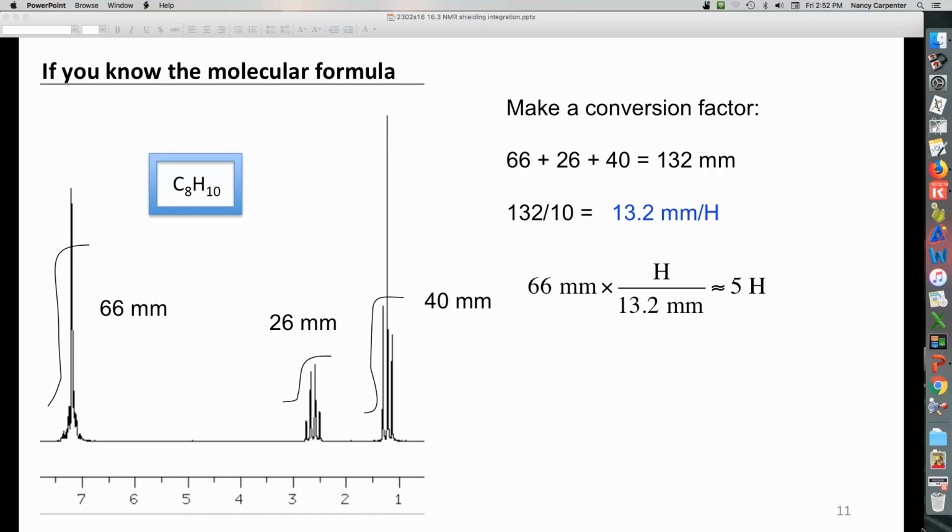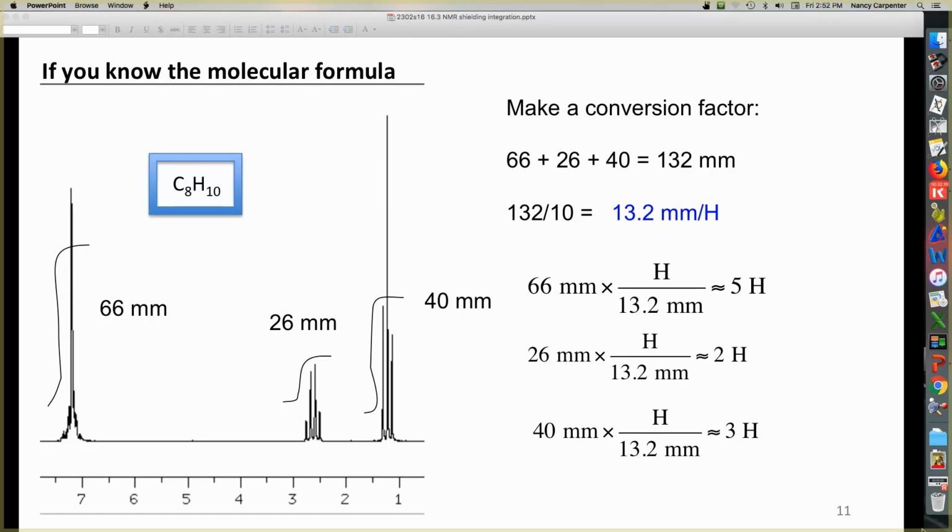If I multiply 66, or I should say divide 66 by my conversion factor, turns out 5 hydrogens. 26 divided by 13.2, 2 hydrogens. 40 divided by 13.2, 3. Easy peasy. So this is 5 hydrogens, 2 hydrogens, 3 hydrogens.